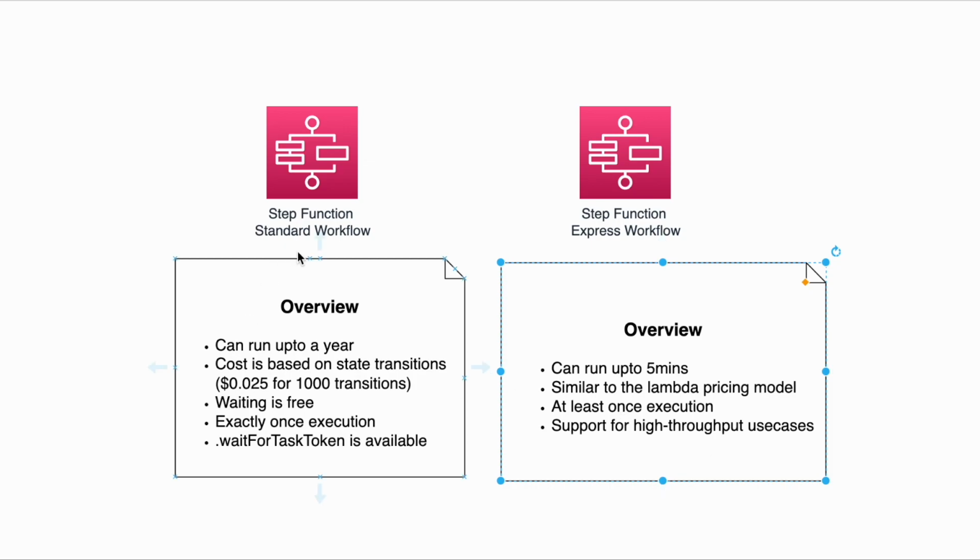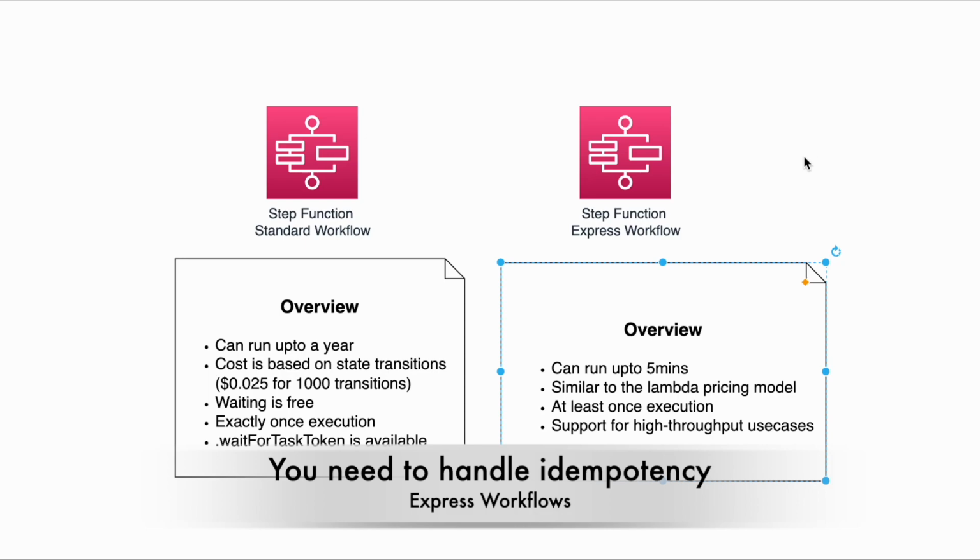However, unlike in standard workflow where exactly once execution is guaranteed, here you can have duplicates. It only guarantees at least once execution. So if you're using express workflows, you probably want to handle idempotency. Probably you need to have an idempotency table that will check whether this request has been previously processed or not.